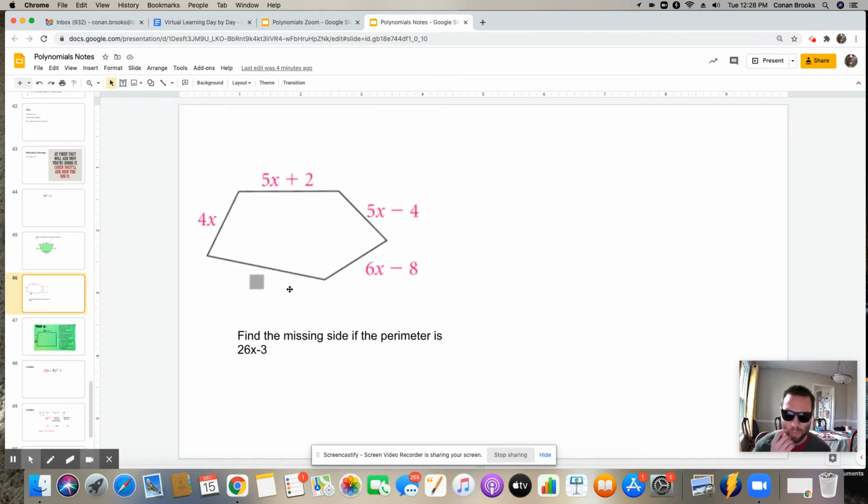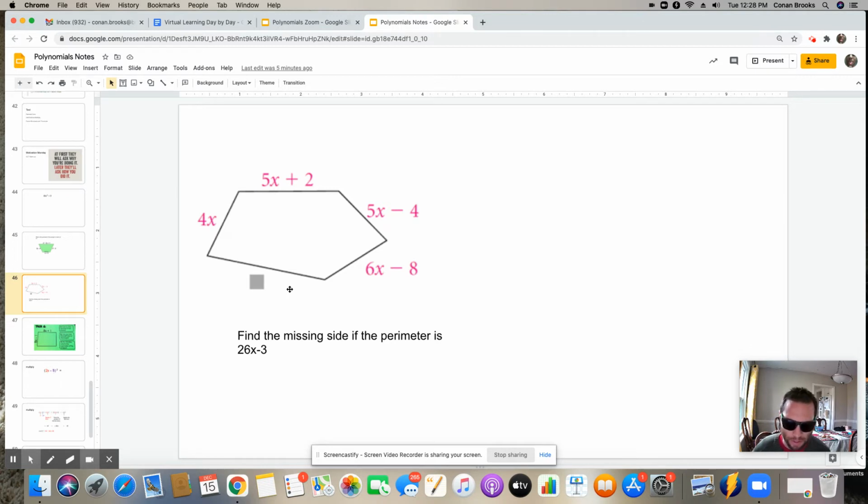Okay. Here we're given another polygon. Looks like some kind of pentagon. And it says find the missing side if the perimeter is 26x minus 3. So we know the perimeter now, and we're missing one of the sides. So there's a number of different ways you can think about it.